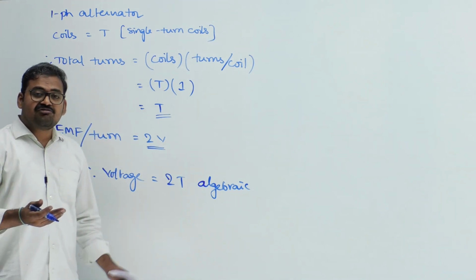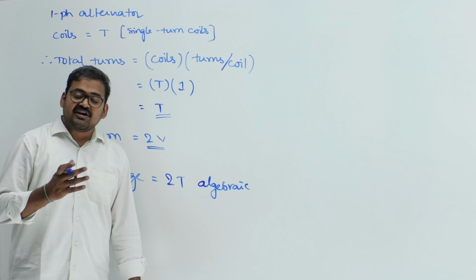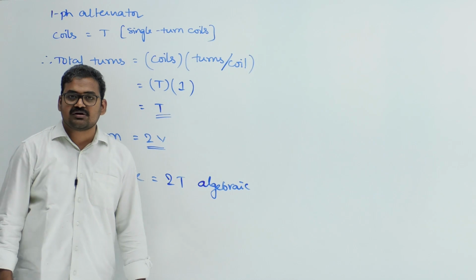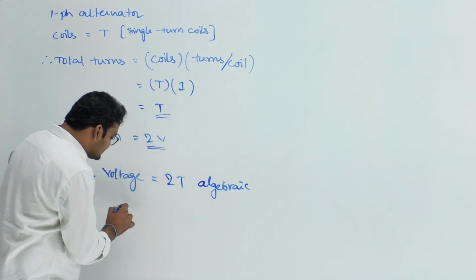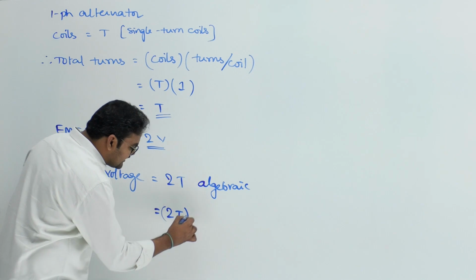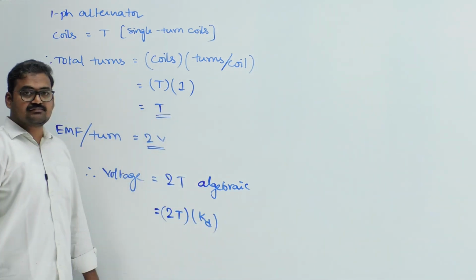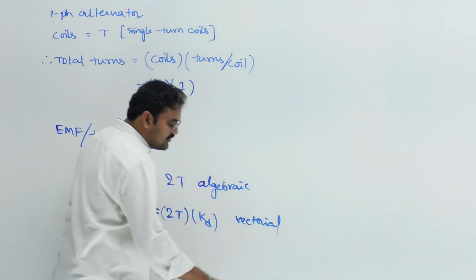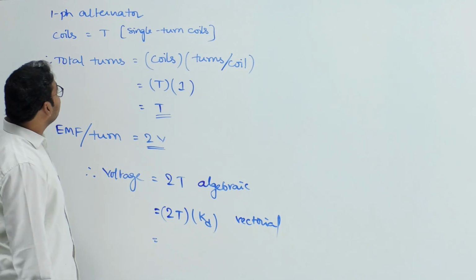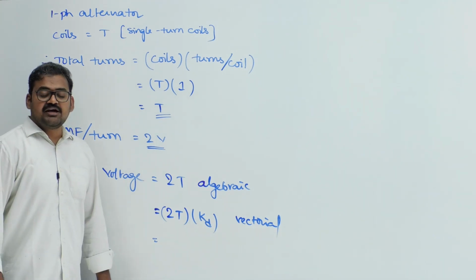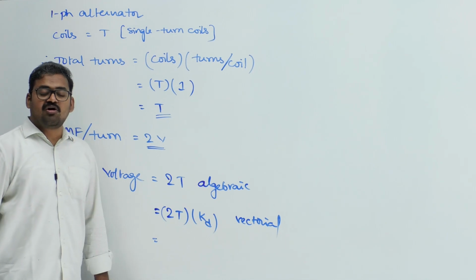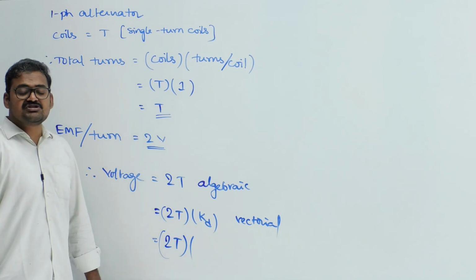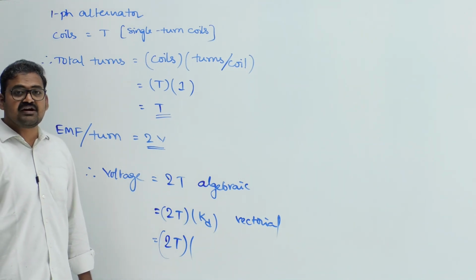But we also know that winding is a distributed winding. So whenever you do algebraic summation, that is nothing but a concentrated winding value you got. Now multiply this concentrated winding with distribution factor, then you will get the exact answer. Now this is going to be vectorial summation. Given machine is single phase. For single phase distributed winding, what is the approximate distribution factor? That is 2 by pi.